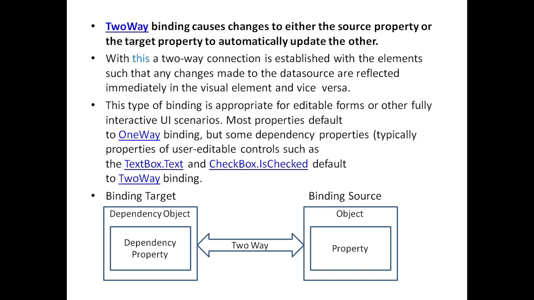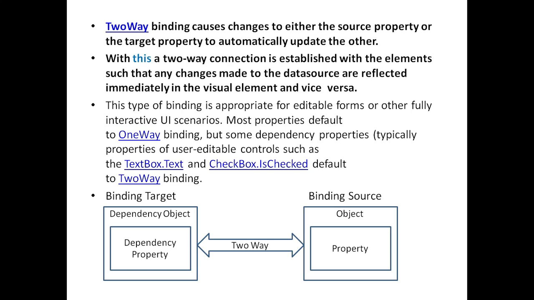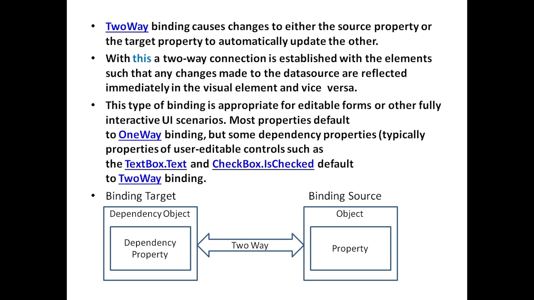Then we'll see two-way binding. Two-way binding causes changes to either the source property or the target property to automatically update the other. With this, you can establish a connection with the elements such that any changes made to the data source are reflected immediately in the visual elements and vice versa. This type of binding is appropriate for editable forms or other fully interactive UI scenarios. Most properties are set to one-way binding by default, but some dependency properties, typically the properties of user editable controls such as text box or checkbox, are set to two-way binding by default.